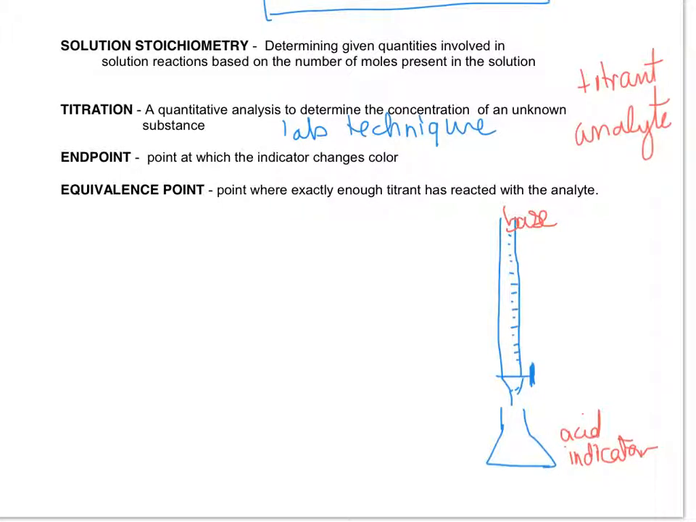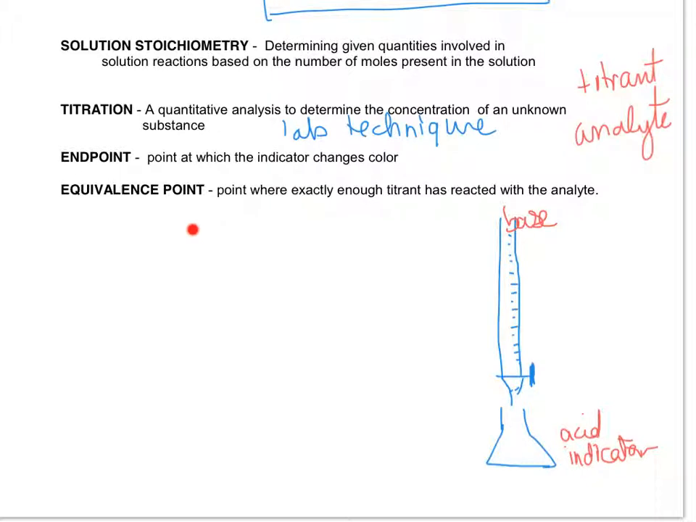So the end point and the equivalence point should be kind of similar, but they're not exactly the same thing. The equivalence point is where your titrant has completely reacted with the analyte based on the stoichiometric ratios. So if you've used up both of the reactants, so you don't have any limiting reactant or any excess reactant left over, that's your equivalence point. That's really where you want to stop your reaction.